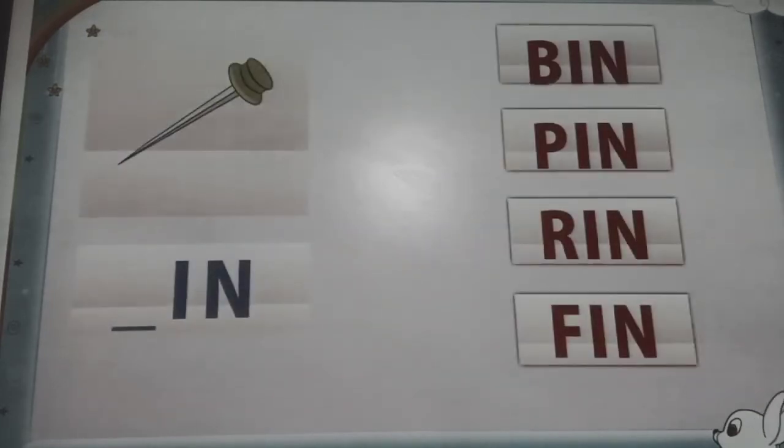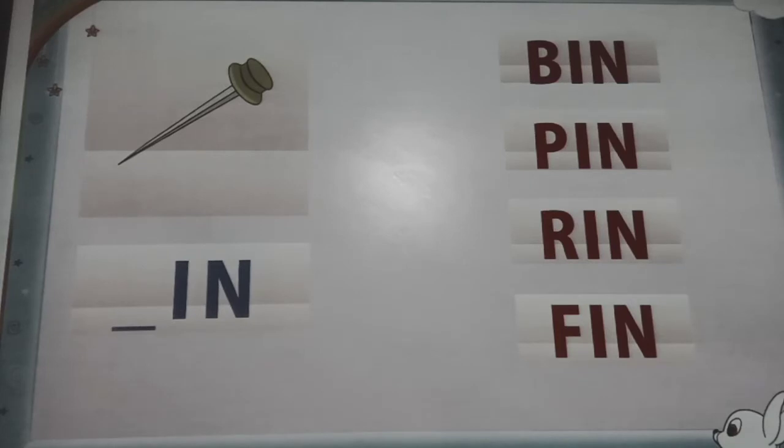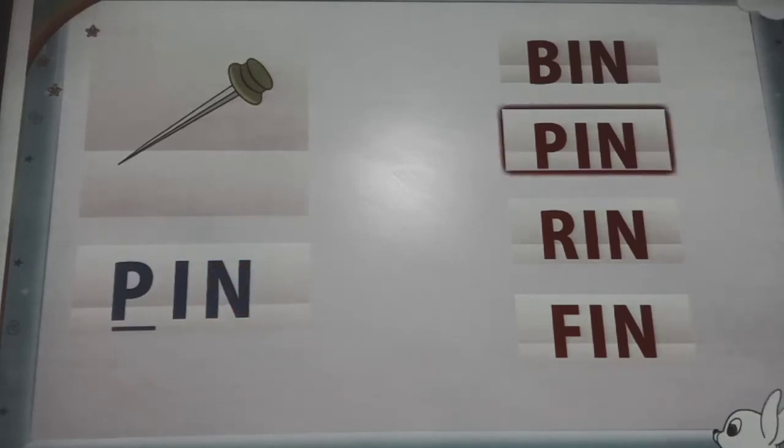Let's begin. All these words end with I, N. The consonants are B, P, R, and F. The rhyming words are bin, pin, rin, fin. The word that matches with the picture is dash, I, N. P, I, N, pin.